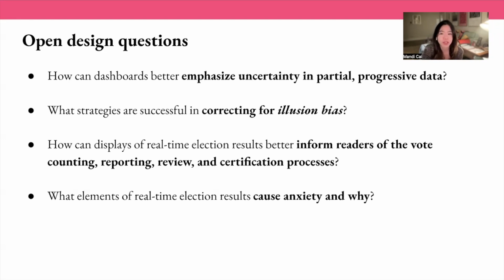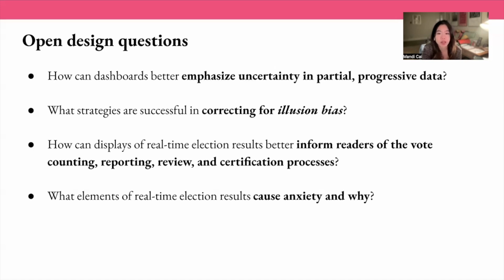How can dashboards better emphasize uncertainty in partial progressive data? Real-time election results often come with a disclaimer that reminds viewers of its incompleteness and cautions against drawing any hasty conclusions. We wonder if this is enough, and we wonder if there are designs that would better visually integrate uncertainty in partial data. Related to the first question, what strategies are successful in correcting for illusion bias? Illusion bias is when viewers anchor their beliefs to misleading patterns introduced early in the data progression. What designs for election results could take this into account and possibly correct for illusion bias?